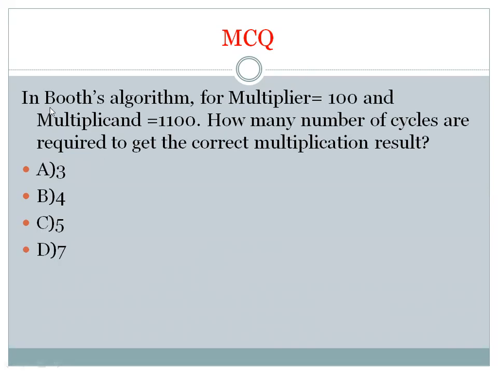So the third MCQ. In both algorithms, for multiplier 100 and the multiplicand 1100, how many cycles are required to get the correct multiplication result? In the first slide itself, I explained. The number of cycles or steps required to complete the multiplication problem depends on the number of bits present in the multiplier. So here, what about the multiplier? It is nothing but 100. So how many bits are present in the multiplier? It is nothing but 3. So the answer is 3, option A.